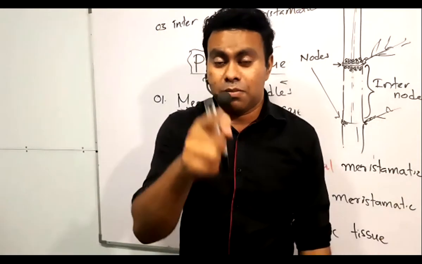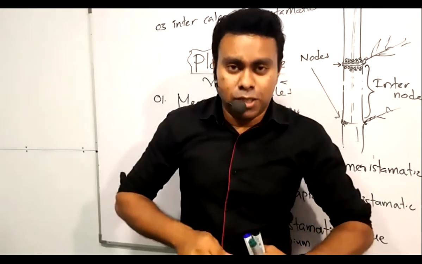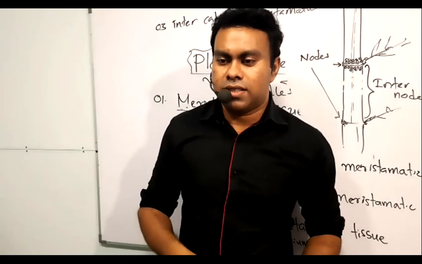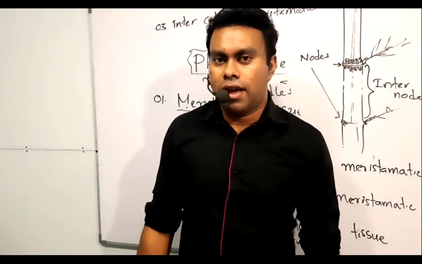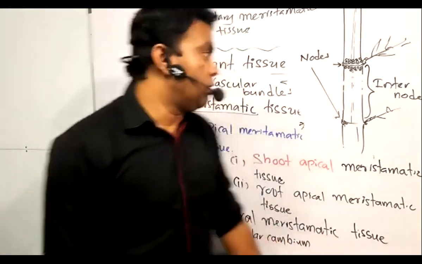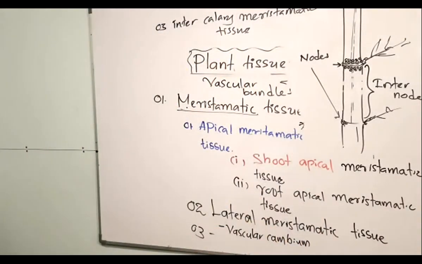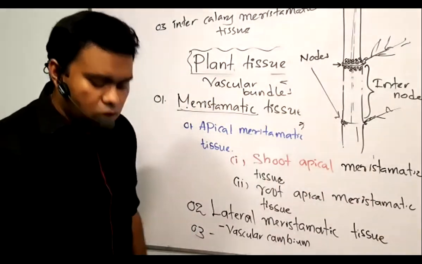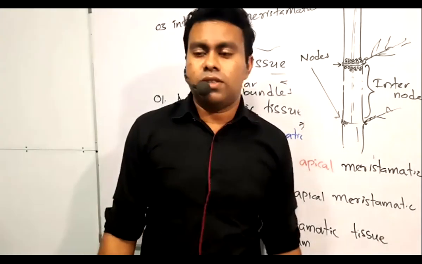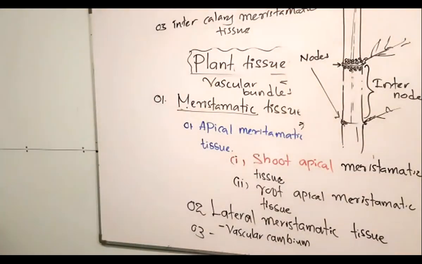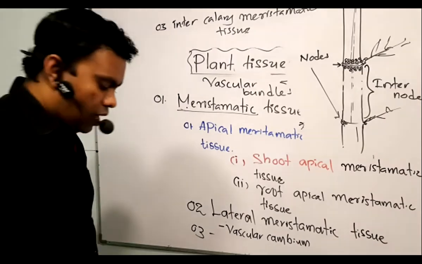What's that particular meristematic tissue? Intercalary meristematic tissue, which exists in bamboo and some grass plants; you can observe them. Okay, almost all the types of meristematic tissues we have discussed. A new question is asked.